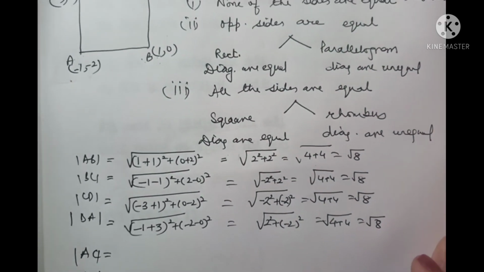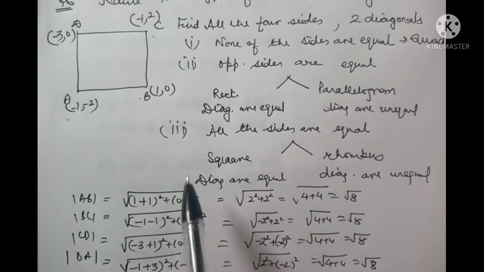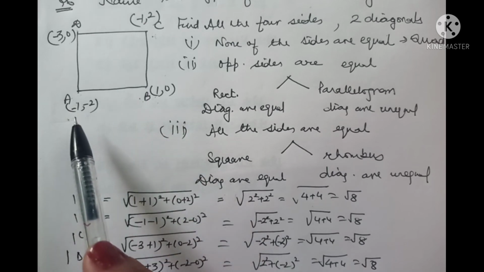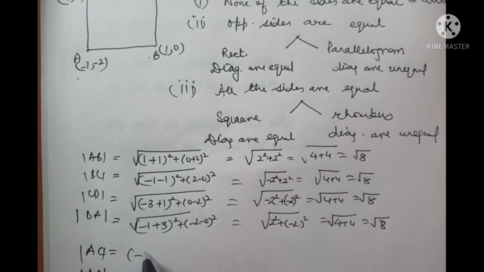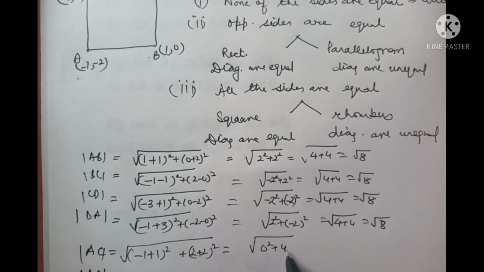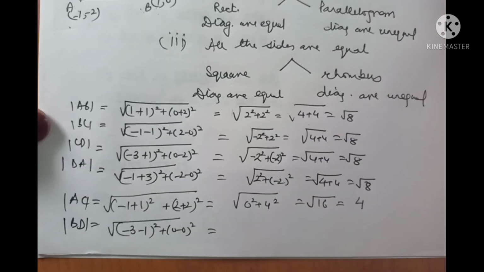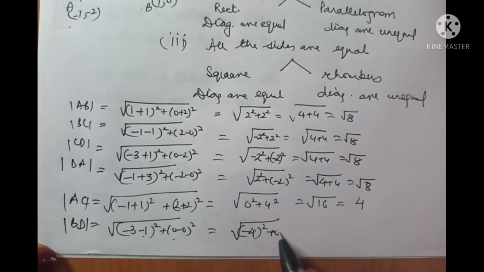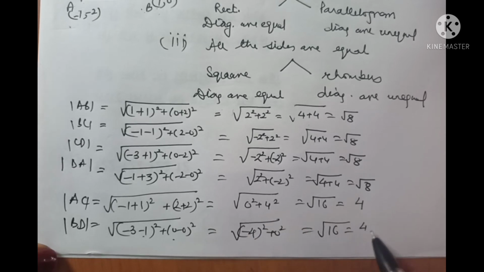I'll be a bit slow in finding AC. So AC is the square root of (minus 1 plus 1) square plus (2 plus 2) square. So this gives you 0 square plus 4 square, that is root of 16, and it comes out to be 4 units. Similarly, BD is (minus 3 minus 1) square plus (0 minus 0) square, which gives you (minus 4) square plus 0 square. Again it is root 16, that is 4 units.